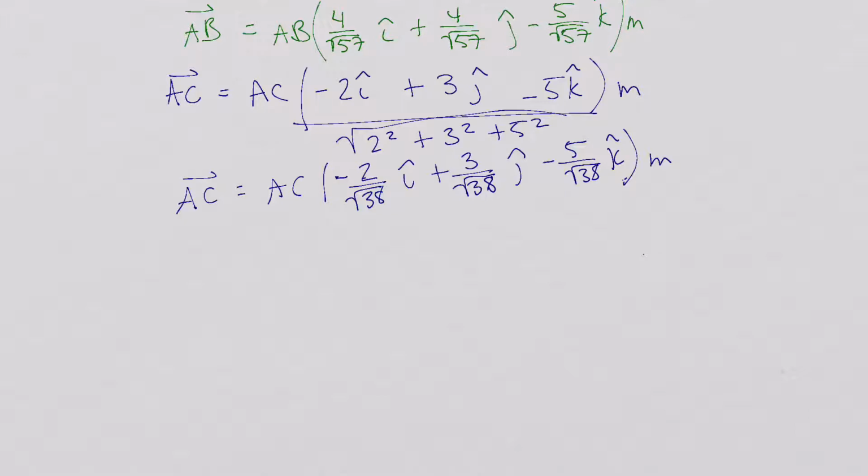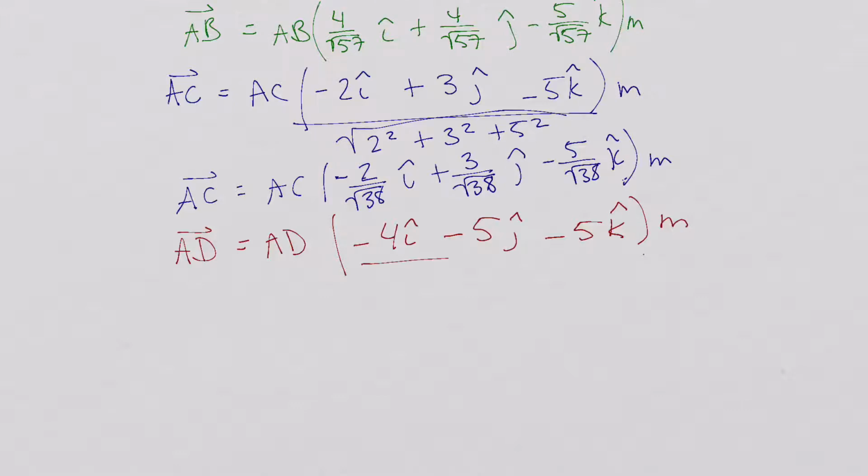So pick another color. AD is going to equal the magnitude of AD times that unit vector. So we'll do the position vector. This is also minus 5K. That's meters. And then to get from A to D, we go minus 4 in the I direction, and then we go minus 5 in the J direction. And then we divide by the square root of those three. So 4 squared plus 5 squared plus 5 squared. So that's 25 plus 25 plus 16. So that's square root of 66.